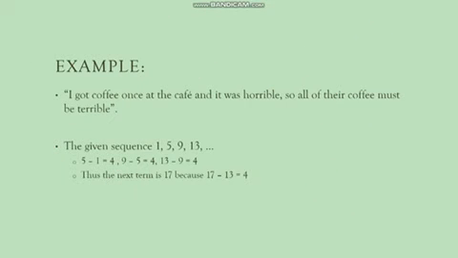An example here is I got coffee once at a cafe and it was horrible, so all of their coffee must be terrible. The given sequence is 1, 5, 9, 13. We're going to look for the next term, so we're going to do math. 5 minus 1 is 4, 9 minus 5 is 4, 13 minus 9 is 4. Therefore, the next term is 17 because 17 minus 13 is 4.